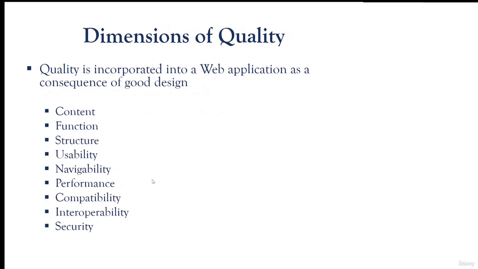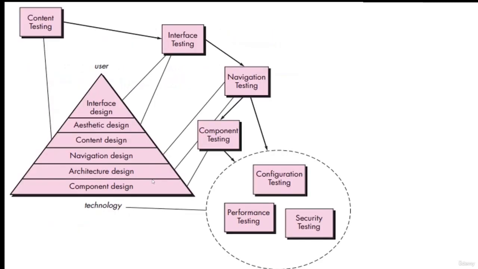The dimension of quality is incorporated into a web application as the consequence of a good design. You need to validate the content, the functionality, the structure, and identify the usability, the conformity, and then the compatibility and interoperability. These are the dimensions you must keep in mind whenever you are performing web application testing.